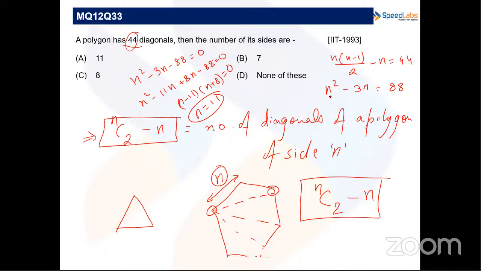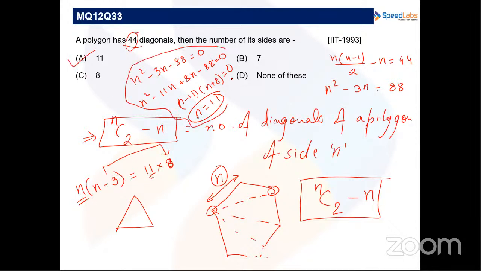Or the other way is, since n belongs to the whole numbers, or we can say natural numbers, taking n common, we get n into (n minus 3) equals 88. 88 is 11 into 8. So we can see here, if n equals 11, then n minus 3 equals 8. So we can directly say n will be equal to 11. You are not required to solve this quadratic equation then. You can analyze these two and get the value of n.